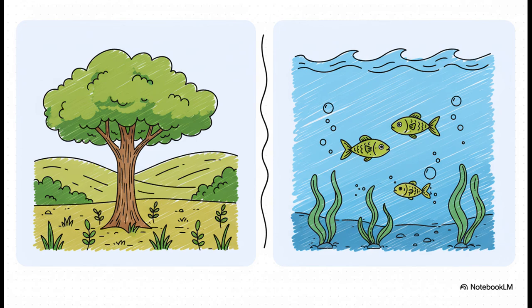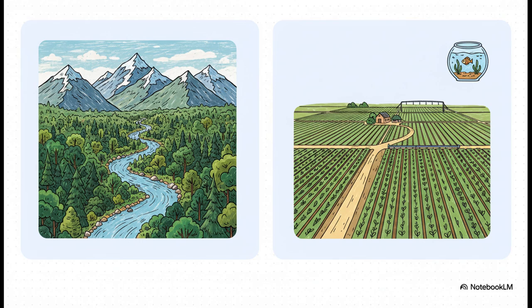Okay, first up, we can just separate them by location. You've got your terrestrial ecosystems on land, and of course your aquatic ecosystems in the water. Simple enough, right? So, another way to look at it is by their origin. Some are completely natural, like a huge forest, but others are actually created and maintained by us humans. We call these anthropogenic ecosystems. A perfect example is a farmer's crop field, or that fishbowl we were talking about at the beginning.